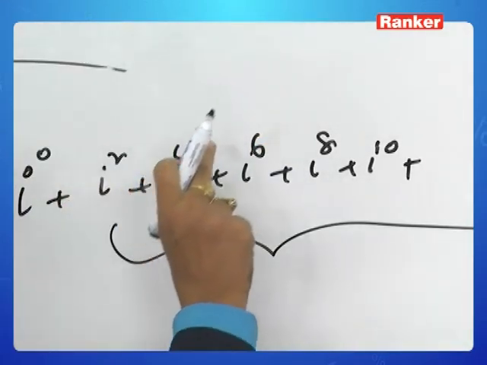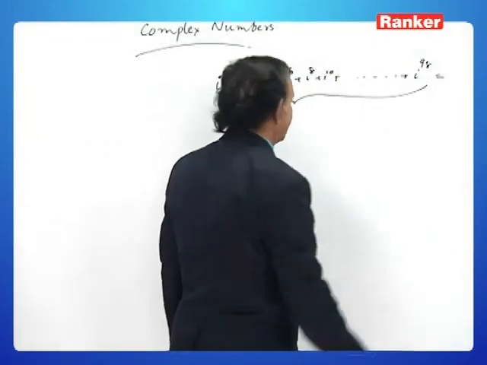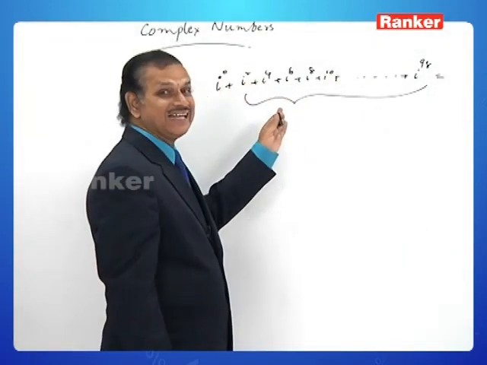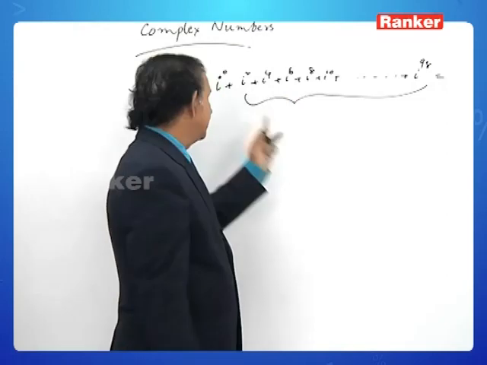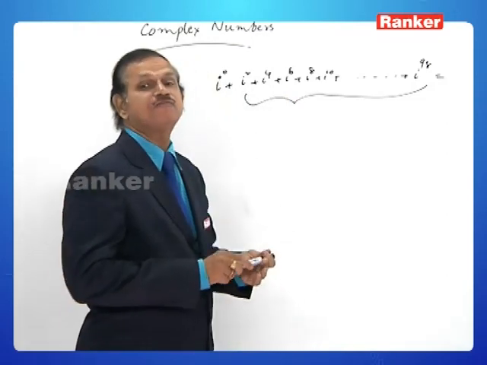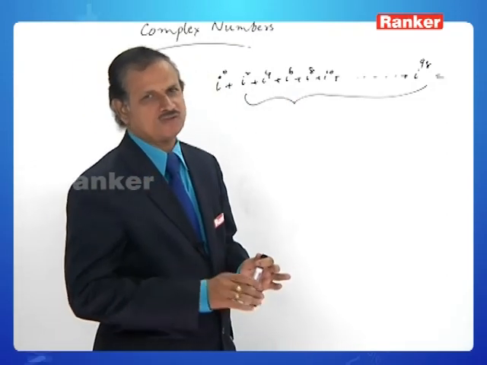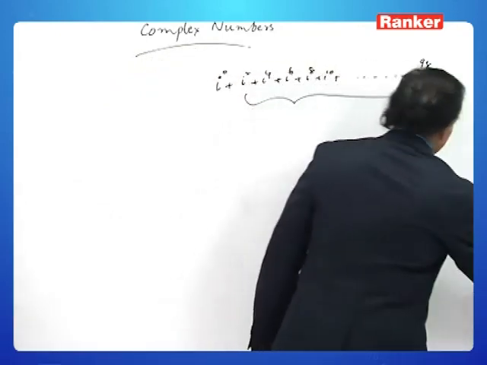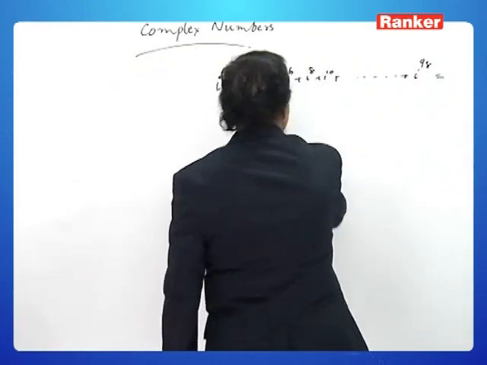2 1s, 2 2s, 2 3s, 2 4s, etc. 2 49s. So these are 49 terms, including this 50. 50 terms are there. So 50 is an even number.